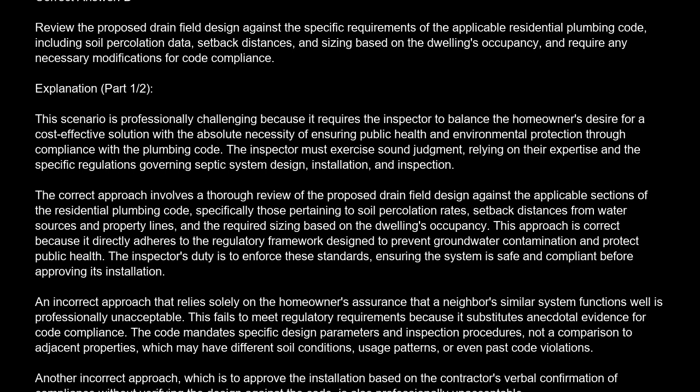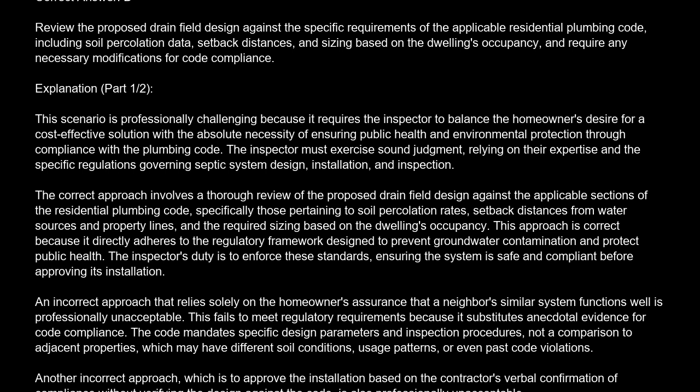This approach is correct because it directly adheres to the regulatory framework designed to prevent groundwater contamination and protect public health. The inspector's duty is to enforce these standards, ensuring the system is safe and compliant before approving its installation.